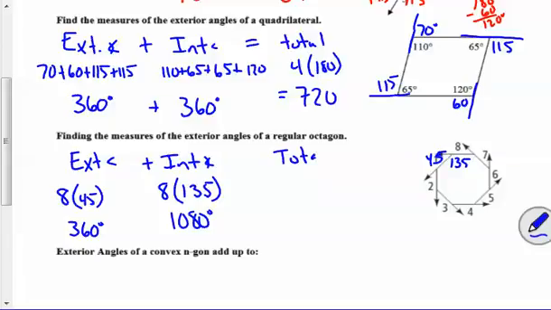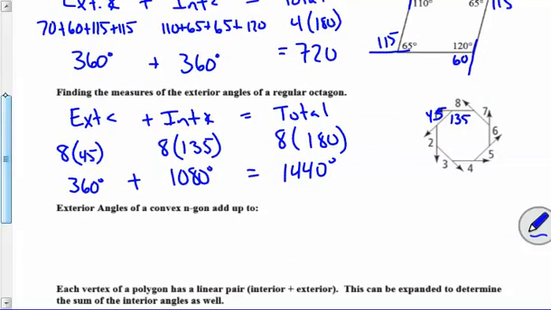So my total, again, if I have 8 45s and 8 135s, then I have 8 180s based on the distributive property. If I have 360 and I have 1080, that gives me a total of 1,440 degrees, which is the same as 8 times 180. So this little formula seems to be working out rather consistently.